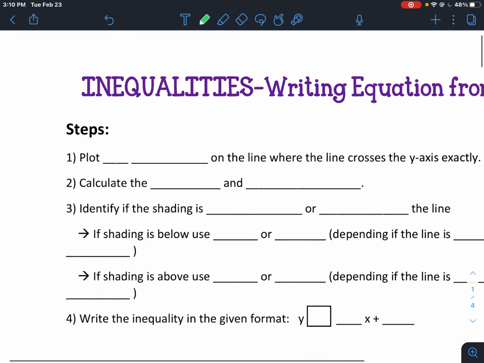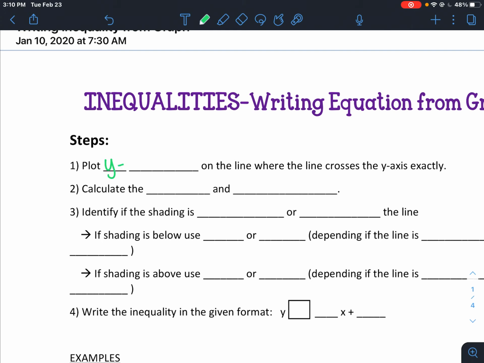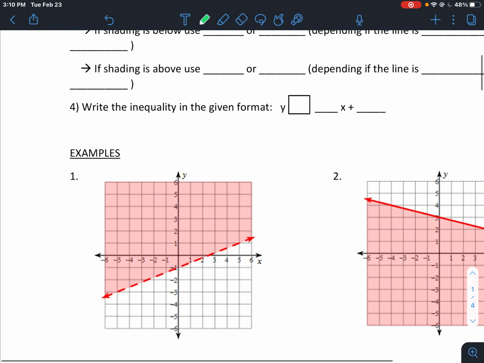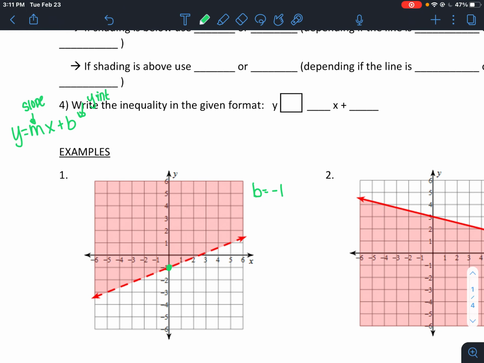So step number 1, you are going to plot the y-intercept on the line where the line crosses the y-axis exactly. Let's do it for the first one together as we go through this. So the y-intercept is right here, okay? And I'm gonna write that down. So b equals -1. Why did I choose the letter b? Well, remember y equals mx plus b. B is my y-intercept, m is my slope.